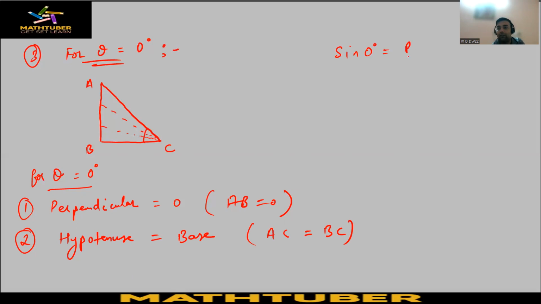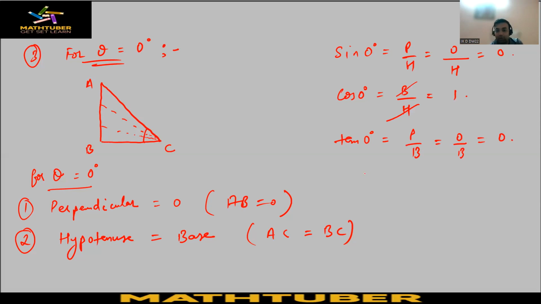Then you can find out the values of sine 0 degree, which is perpendicular upon hypotenuse. Perpendicular is 0 and hypotenuse is h only. So 0 upon h is 0. So therefore we can say that sine 0 degree is 0. Then cos 0 degree is base upon hypotenuse. Base and hypotenuse were equal according to the second condition here. So we can cancel them. So its answer will be 1. And similarly, tan 0 degree will be equal to perpendicular upon base. Perpendicular is 0 and base is not given. So its answer will also be 0.